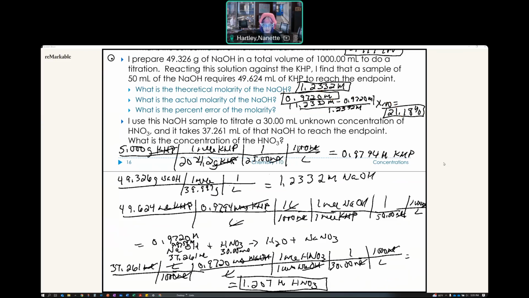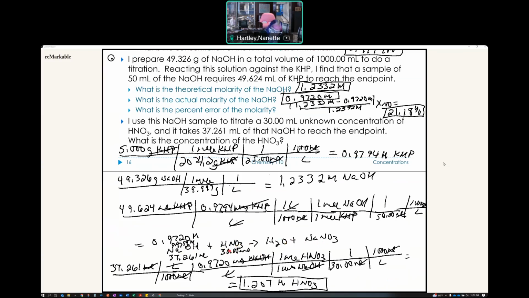I use the standardized NaOH sample to titrate a 30 milliliter unknown concentration of HNO3. And it takes 37.261 milliliters of that NaOH to reach the endpoint. What is the concentration of the HNO3? The first thing I have to do is write my equation for the reaction between NaOH and HNO3. So I scroll down a little bit and I write that NaOH plus HNO3 gives me H2O plus NaNO3. Okay, so it's a 1-to-1 relationship.